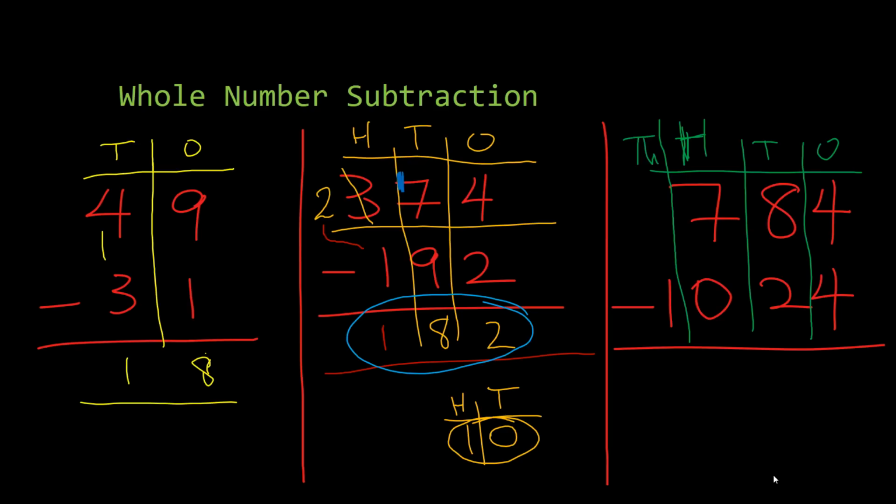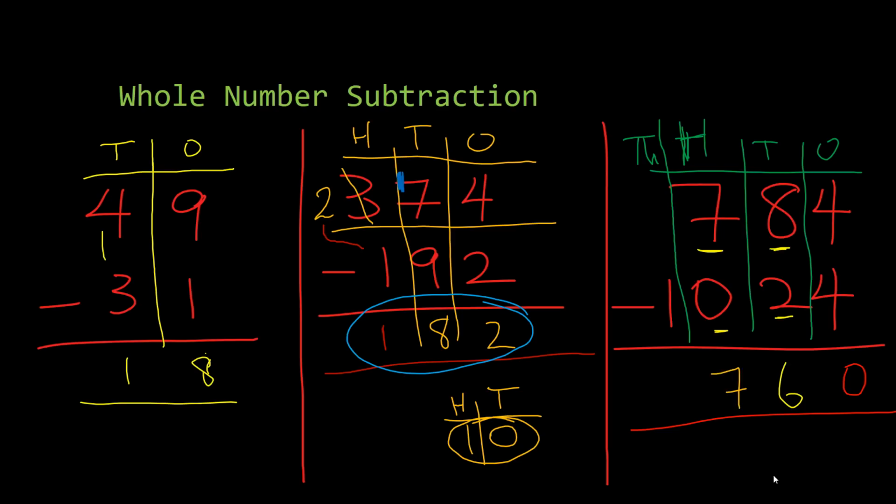TH. So we're going to take 4 ones away from 4. So we end up with a first answer of 0. Then we're going to take 2 tens away from 8 tens, which gives us a remainder of 6 tens. Then we are going to take 0 away from 7 hundreds. So 0 hundreds away from 7 hundreds will give us 7 remaining.